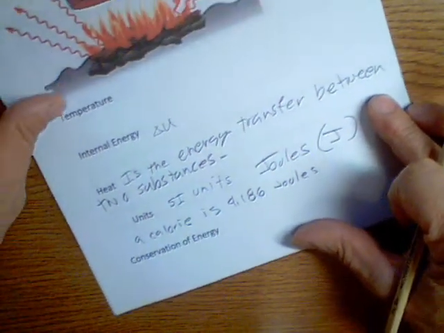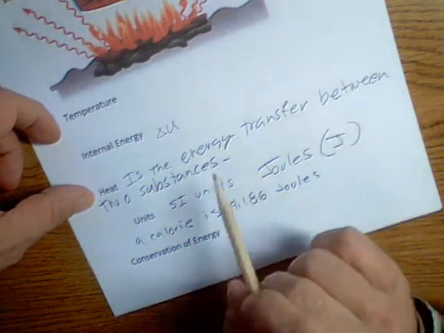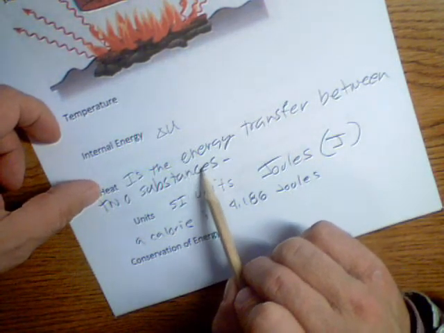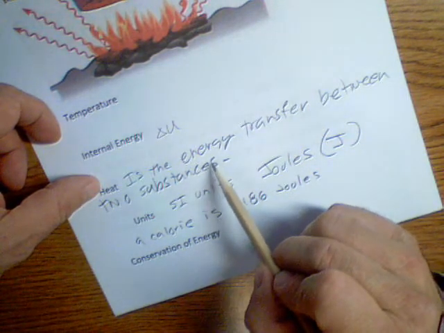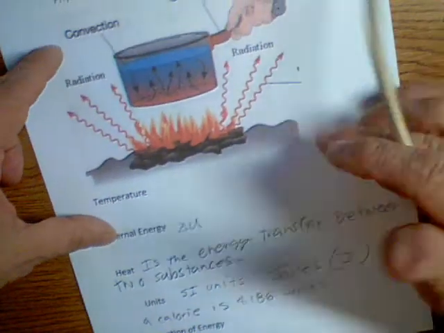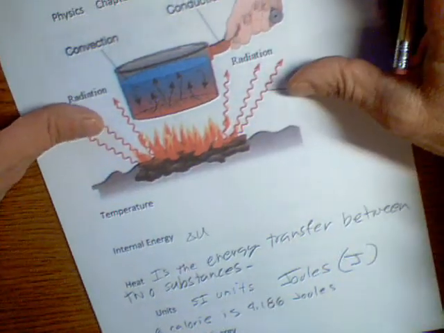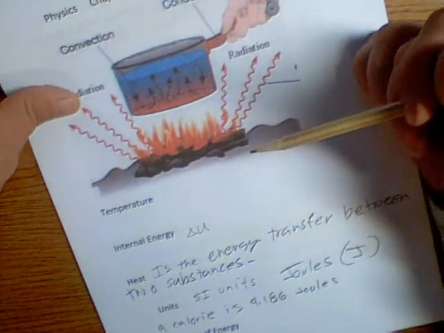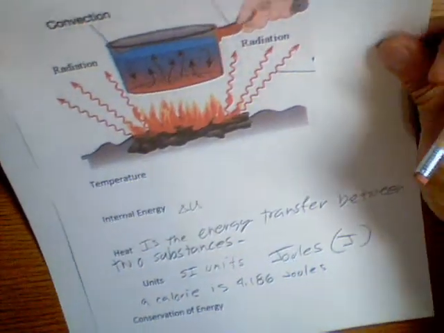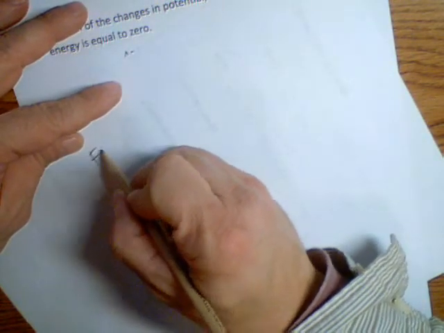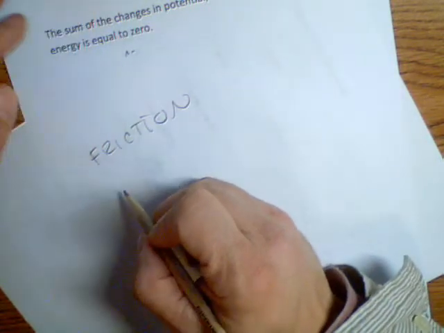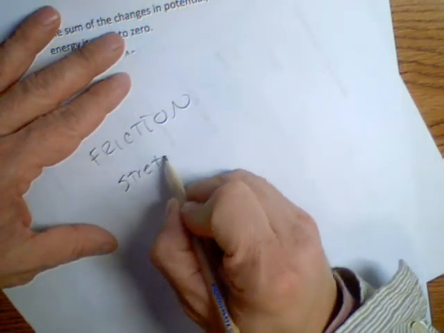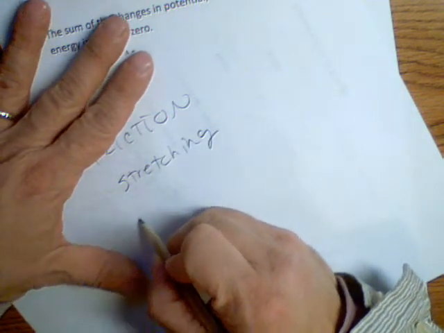What are some ways that energy can be added or taken away from a system? How can the heat of a system change? Well, the heat of a system could change by fire, as you can see in this image. But the heat of a system can also change by friction, by stretching, or by impact.